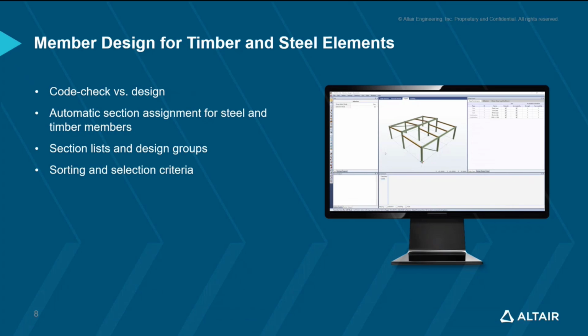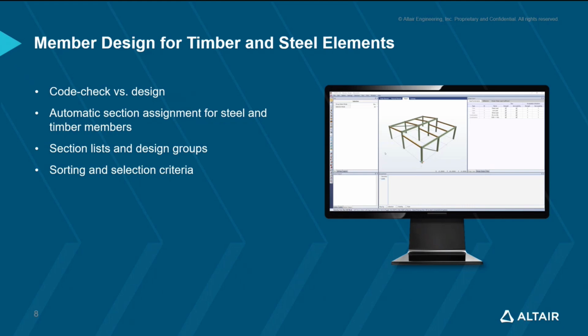So the next feature is actually member design for timber and steel elements. STimber has the capability to perform code checks as per timber and steel design codes. And what that means is you can go ahead and analyze your structure, see the demands and the forces in your structure, and review if your members meet code requirements.